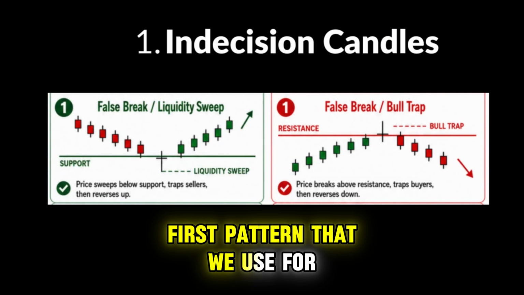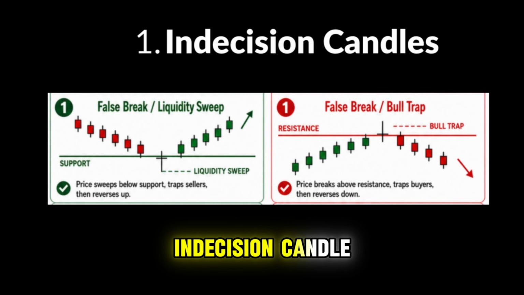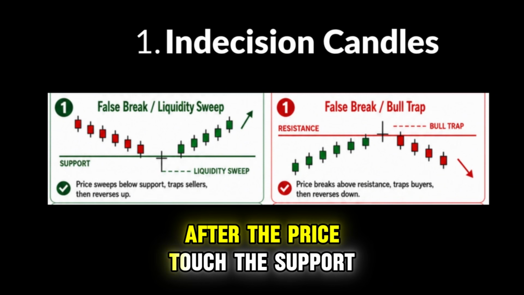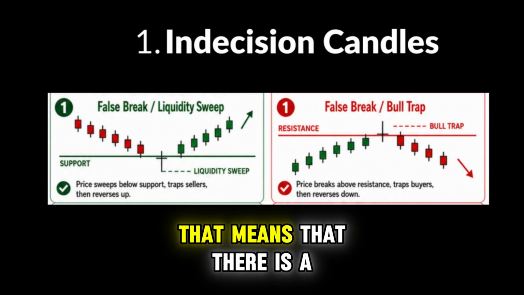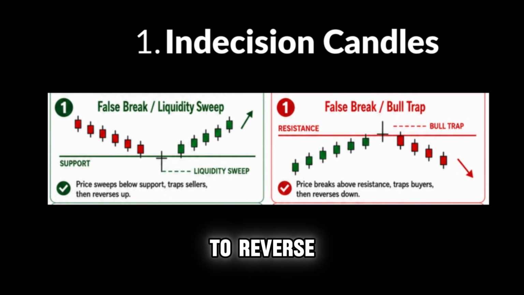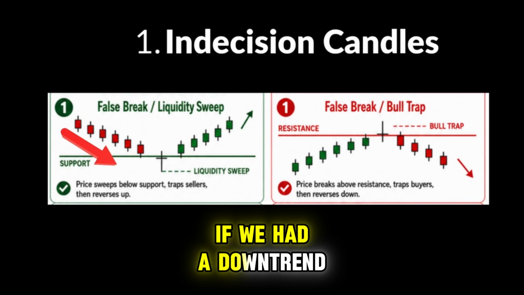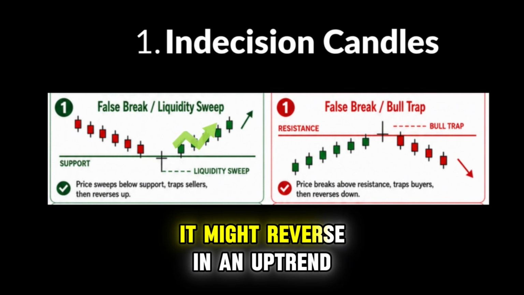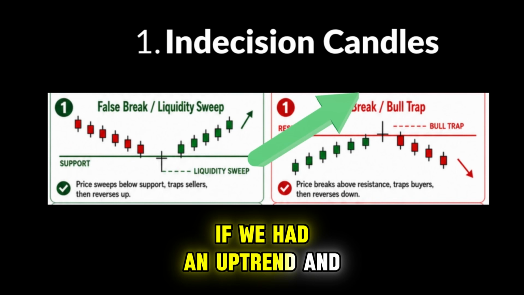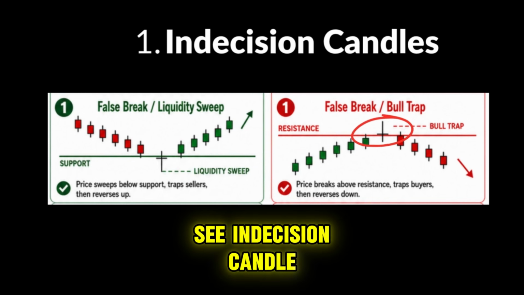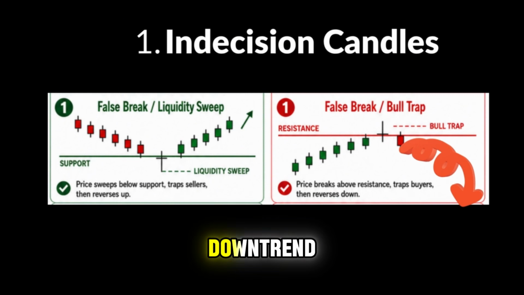The first pattern that we use for trading is the indecision candle. After the price touches the support line and you see an indecision candle, that means that there is a big chance for the trend to reverse. If we had a downtrend, it might reverse into an uptrend, and vice versa. If we had an uptrend and see an indecision candle, the trend might reverse into a downtrend.